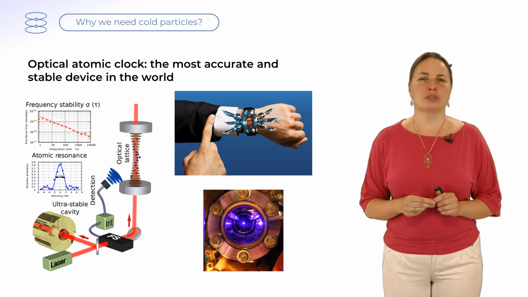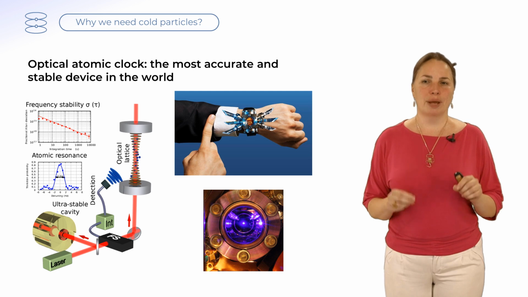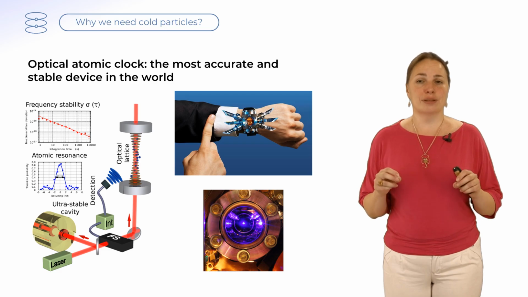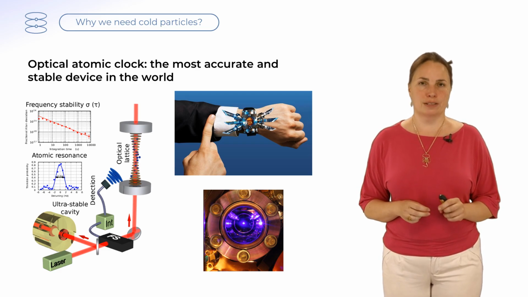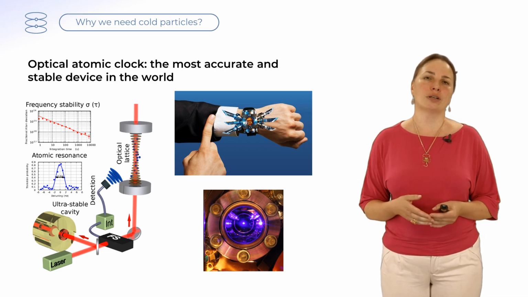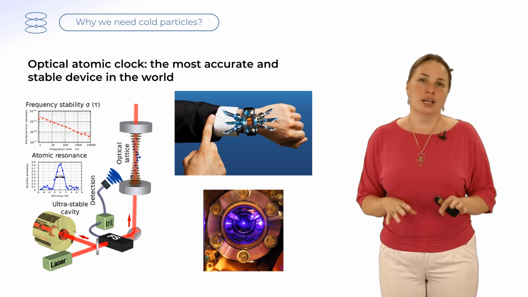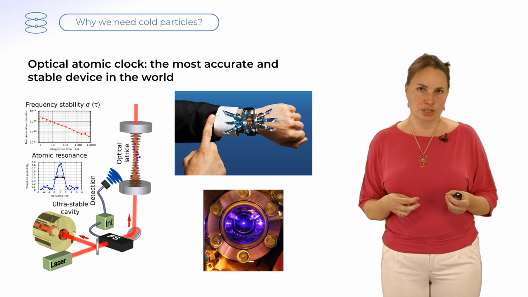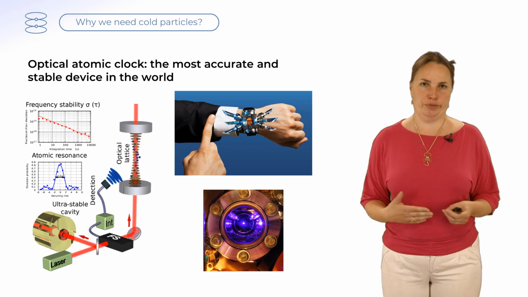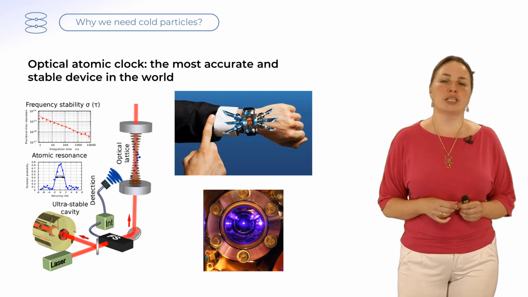It's a very important application, because with cold atoms and ions we can make an optical atomic clock. The optical atomic clock is the most accurate and stable device in the world today. The accuracy and stability of such clocks have already reached 10 to minus 18 in relative units. What it means is that such a clock will have an error of 1 second over a time longer than the life of our universe. So it's really an extremely accurate device. And in this picture you can see what it consists of.